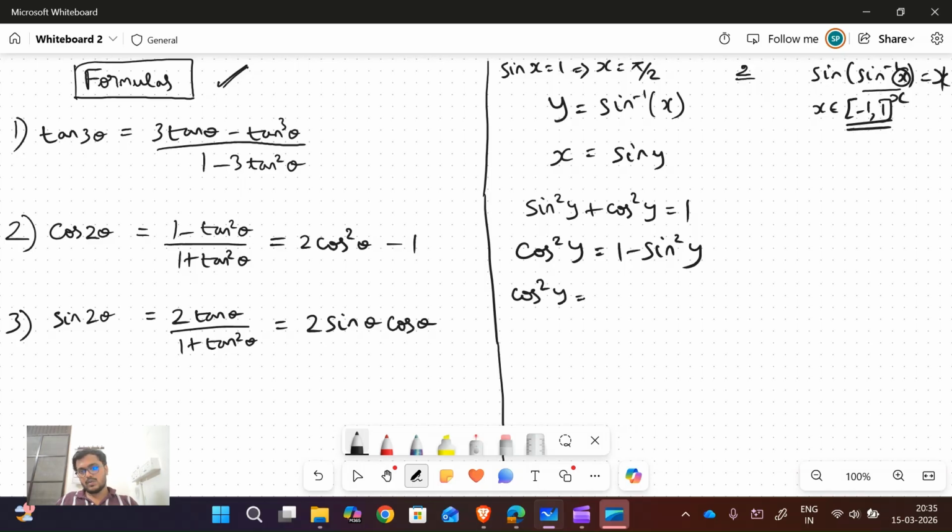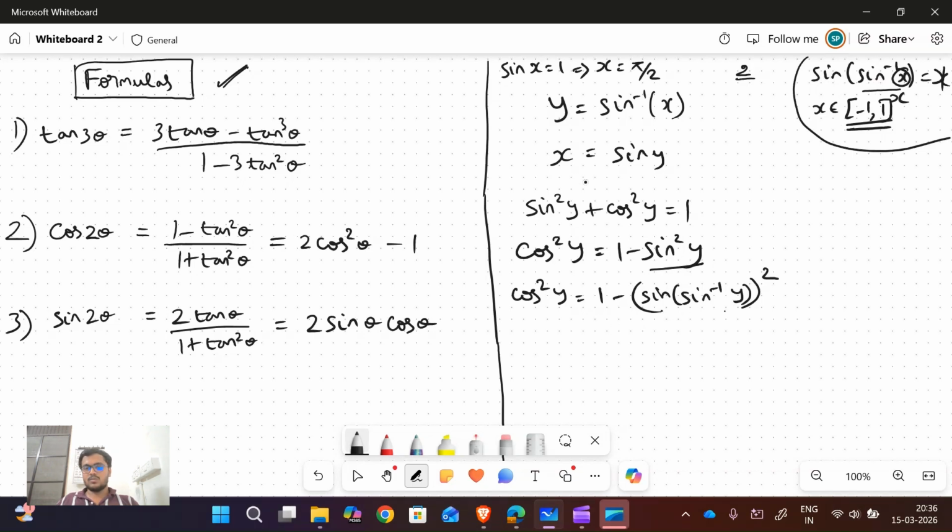So you'll get cos square y is equal to 1 minus sine square y, right? So instead of sine y, you can write sine of sine inverse y the whole square. Understood what I'm doing here? Instead of sine y, I'm writing sine of sine inverse y. Why? Because of this property.